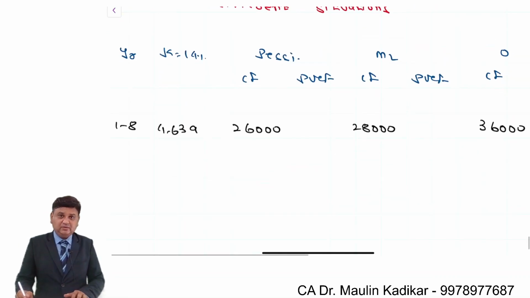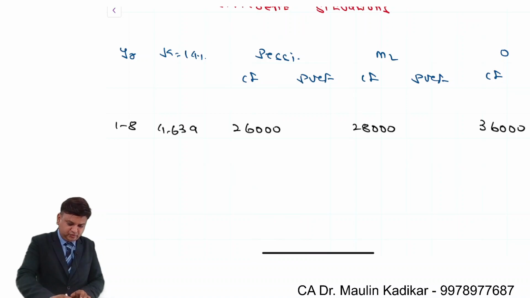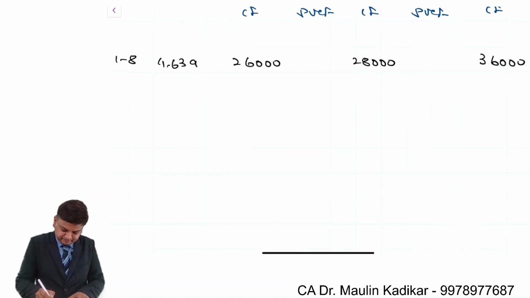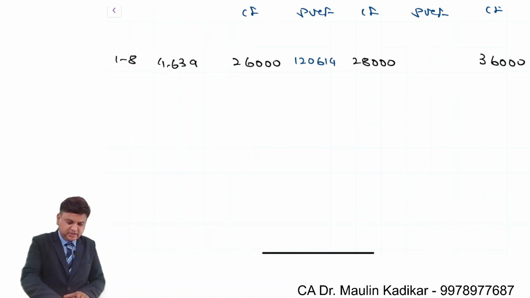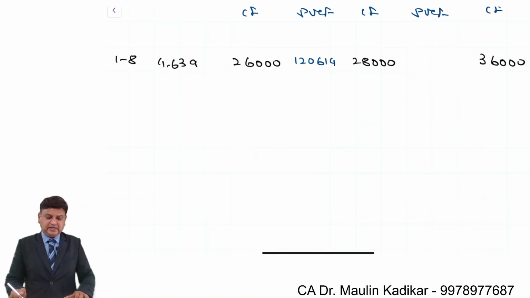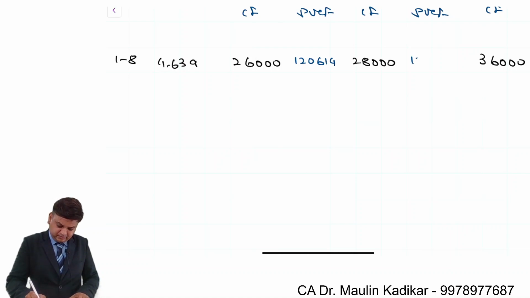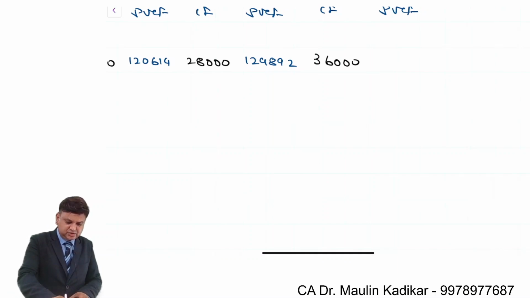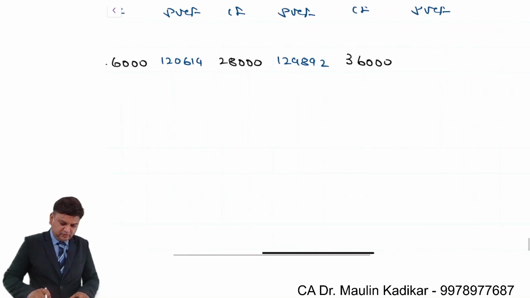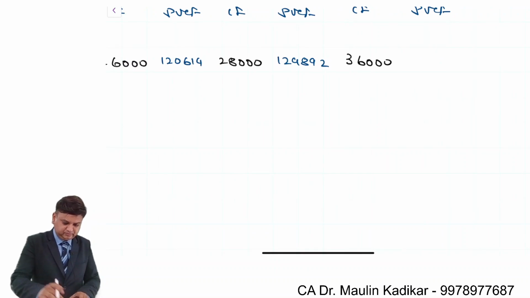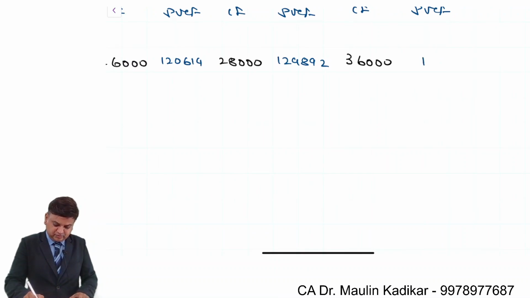Okay. So now we understand that 4.639 into 26,000 is 1,20,614. 28,000 into 4.639 is 1,29,892. Then 36,000 into 4.639 is 1,67,004.